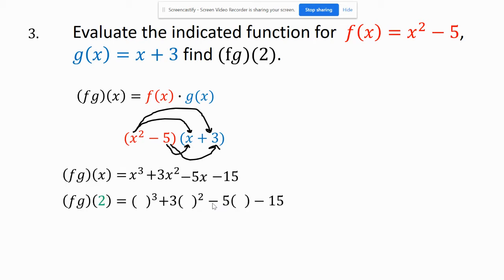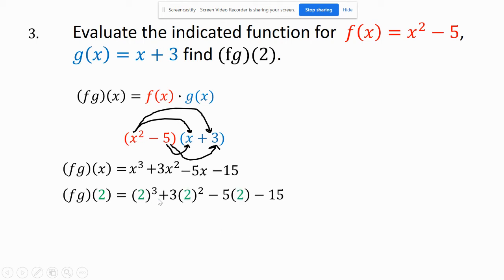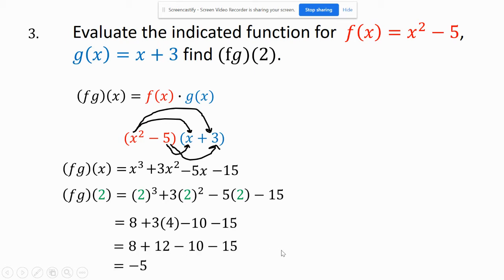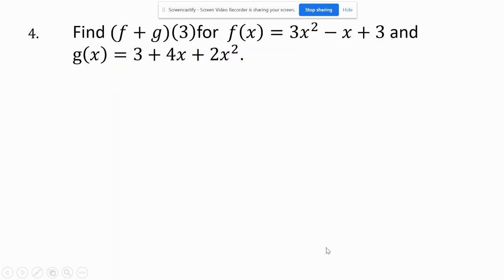And then I would go plug in the 2 in this massive thing here. Well, that means I would have 2 cubed plus 3 times 2 squared minus 5 times 2 minus 15. Well, 2 cubed is 8, 2 squared is 4, but 3 times 4 is the 12, and negative 5 times 2 is negative 10, minus 15. So I have 8 plus 12 minus 10 minus 15 for an answer of negative 5, which is the same answer I got by plugging the 2 in up here and here, which I think the first way is a lot easier. Let's look at a second one here.